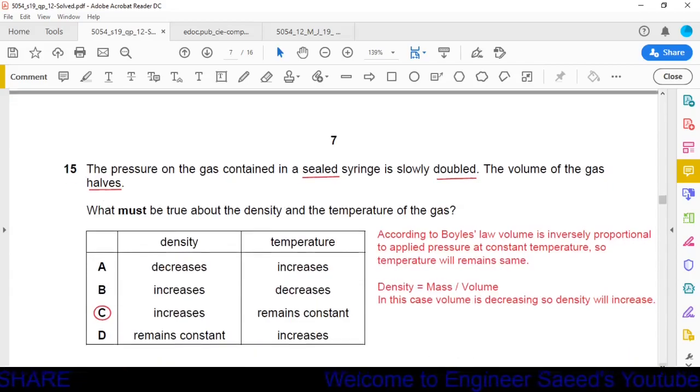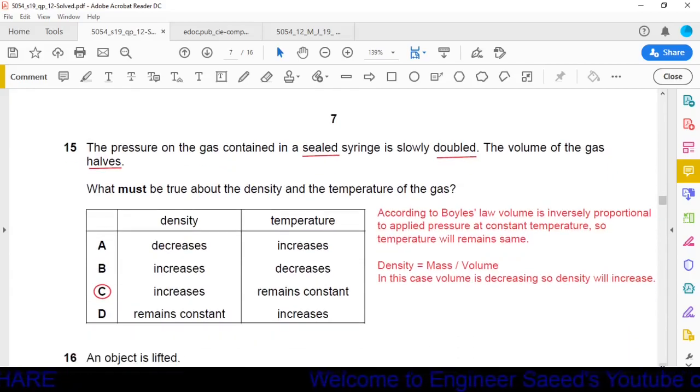Question number 15. The pressure on the gas contained in a sealed syringe is slowly doubled. The volume of the gas halves. What must be true about the density and the temperature of the gas? Okay, the topic is related to Boyle's law.